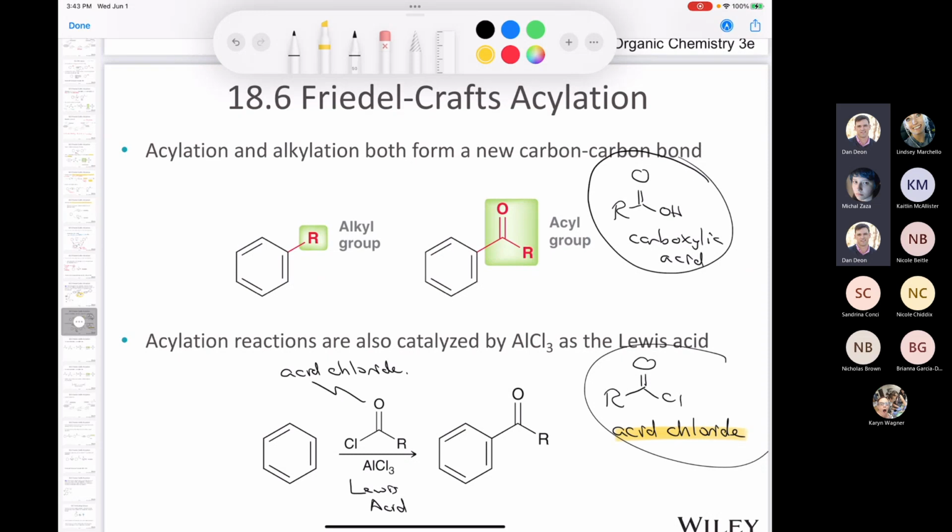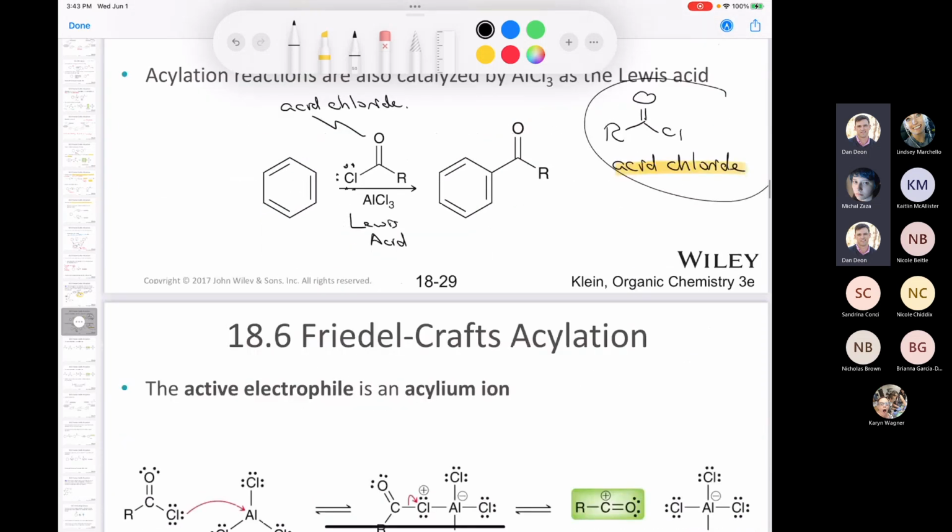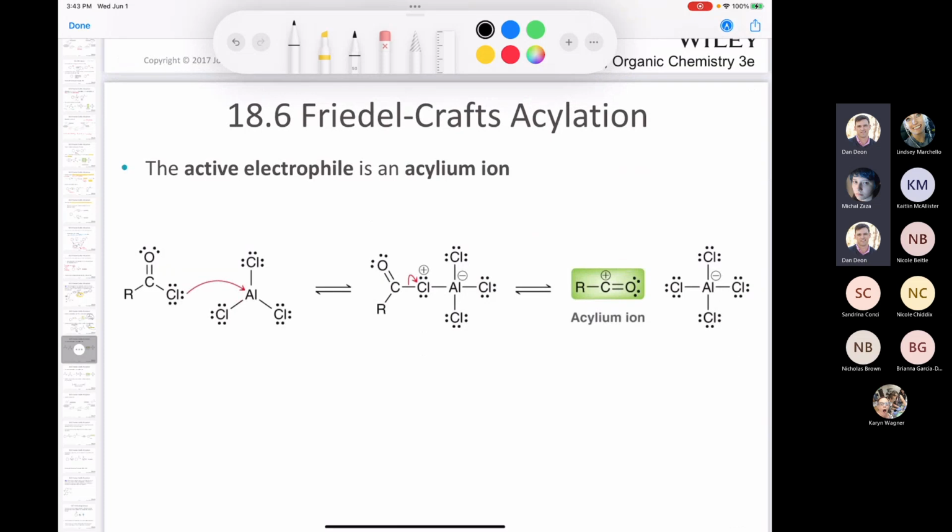Well, you can imagine if you have 3 lone pairs of electrons on a chlorine and you have a Lewis acid, that the chlorine can act as a Lewis base, and the Lewis acid, of course, acts as a Lewis acid. Let's take a look at what that mechanism would look like. Check it out. Here's my Lewis base, my electron donor. Here's my Lewis acid, my electron acceptor. And check it out. You pour some electron density, you make a bond between the chlorine of the acid chloride and the aluminum, which breaks apart to form this acylium ion that you have here.